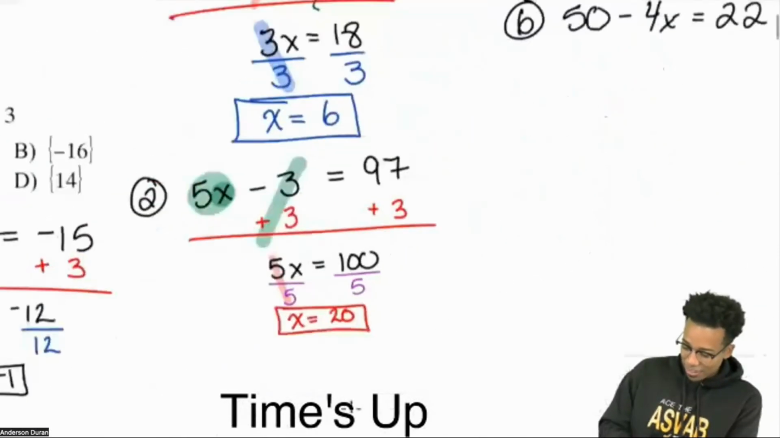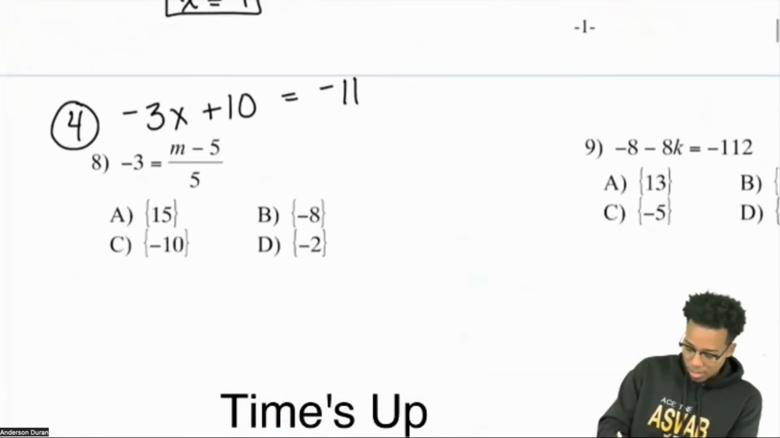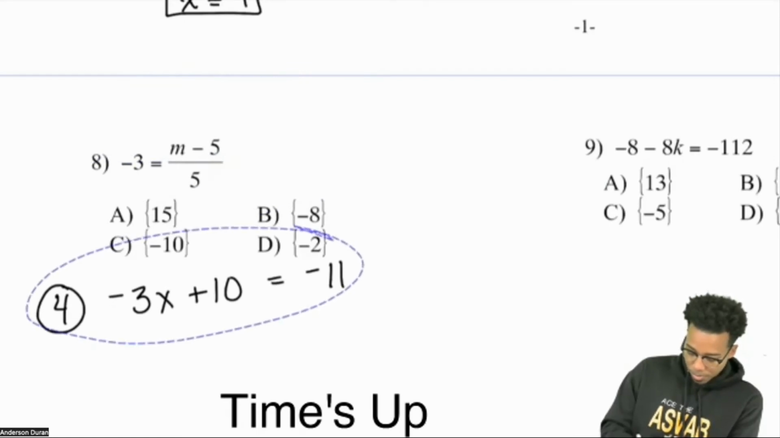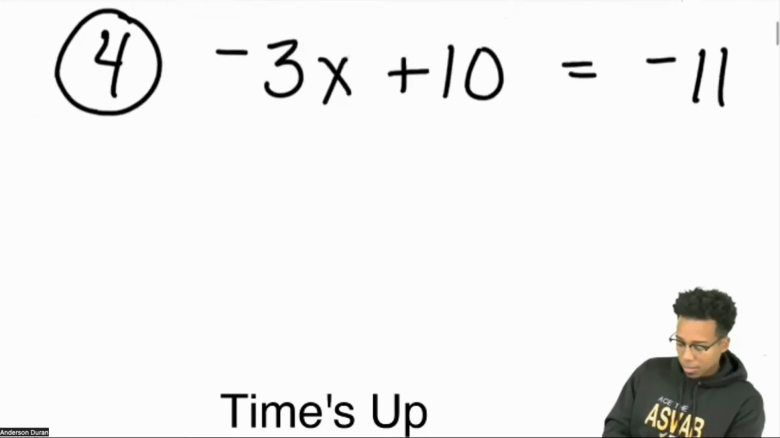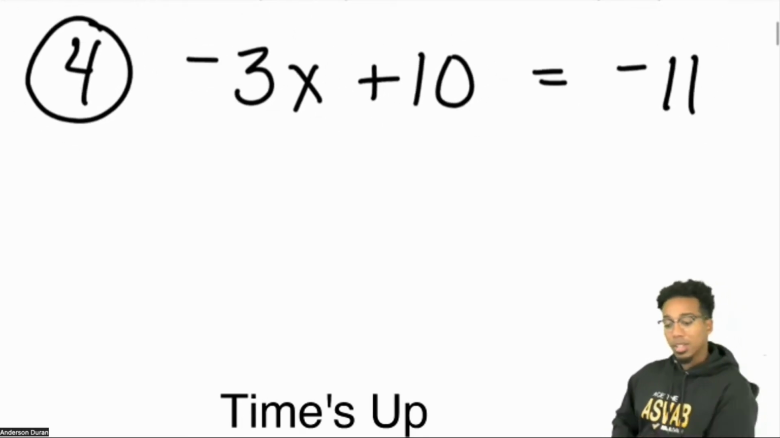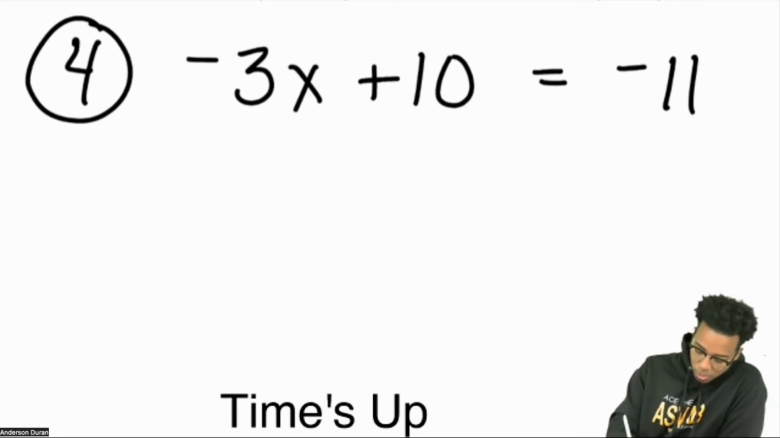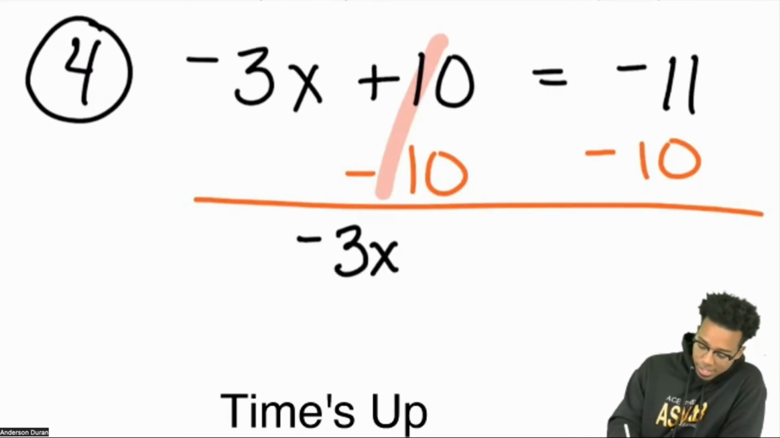Let me go ahead and get number 4 set up for you. So let me move that all the way up there. Let me cut this. Actually, I'll just move it down here. All right, here we go. Negative 3x plus 10 equals negative 11. So the first step that you'll take here, I'm going to speed up the process just a little bit. Take away 10 on both sides. And that's going to cancel right there, giving you negative 3x equals negative 21.